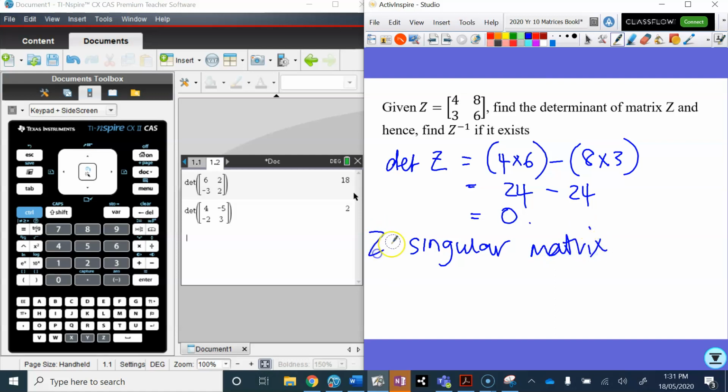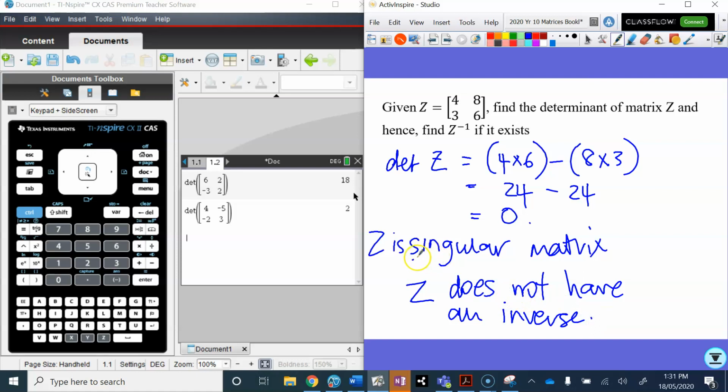Okay, so Z is a singular matrix, and singular matrices do not have an inverse. So very important word to remember, singular matrix simply means it is a matrix with a determinant of 0, and because it has a determinant of 0, it means the inverse does not exist.